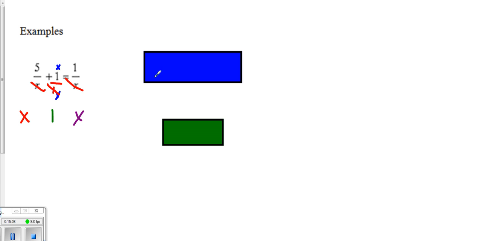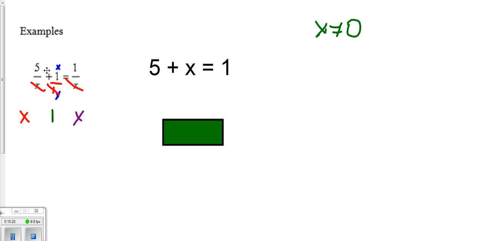Before we do that, we just check and make sure what is the only value that x cannot be. X cannot equal 0. That's our restricted excluded value. Now we just look at the equation that's left. 5 plus x equals 1. Subtract 5 from both sides and we get x equals negative 4. So that's going to be our final answer.